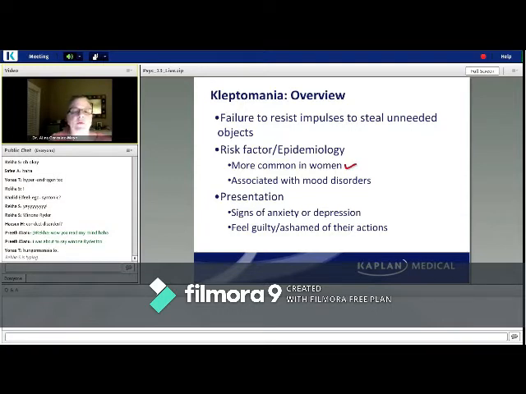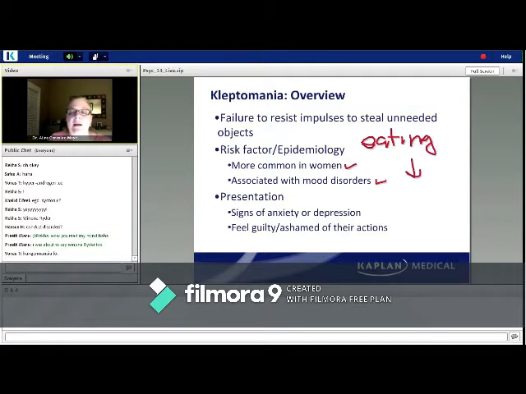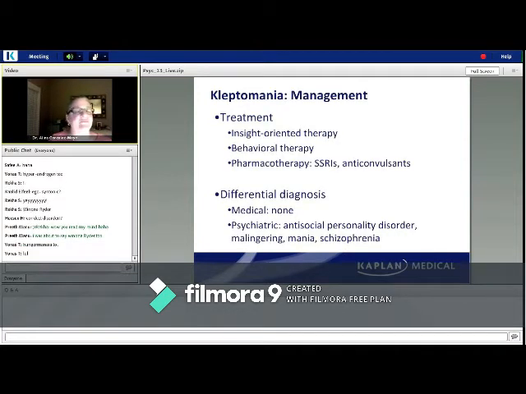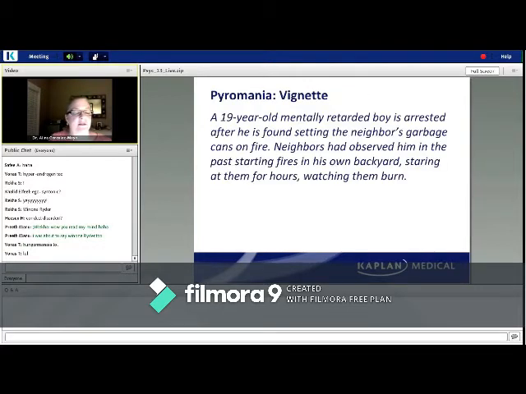It's more common in women. It can be associated with mood disorders, and especially with eating disorders. Patients who have bulimia have an increased incidence of kleptomania. This is a test question right there. All right, so be careful. Hunger mania. Oh, I like that. And again, no treatment. It's just a diagnosis.